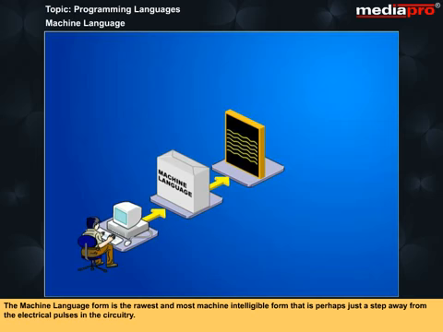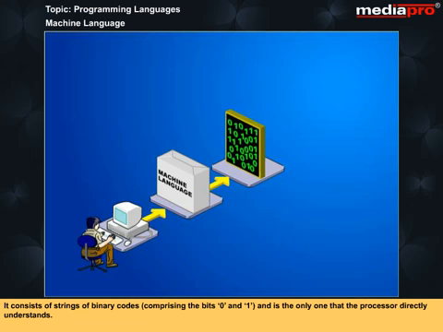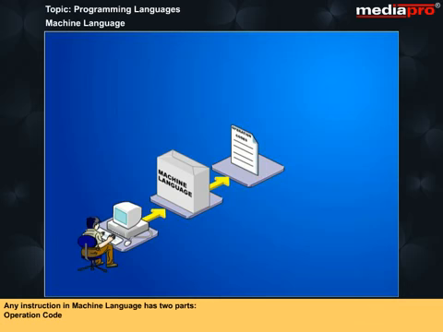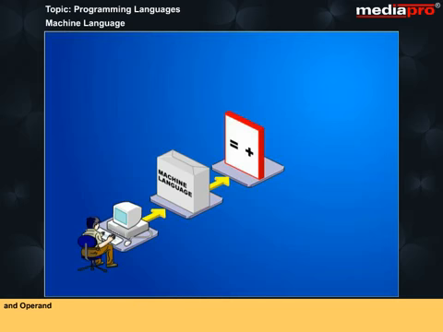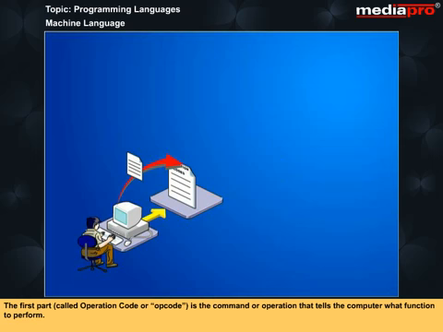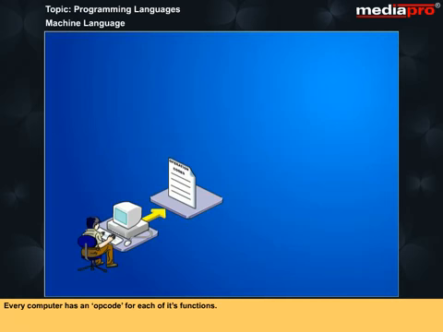The machine language form is the rawest and most machine intelligible form that is perhaps just a step away from the electrical pulses in the circuitry. It consists of strings of binary codes comprising the bits 0 and 1 and is the only one that the processor directly understands. Any instruction in machine language has two parts: operation code and operand. The first part, called operation code or opcode, is the command or operation that tells the computer what function to perform. Every computer has an opcode for each of its functions.